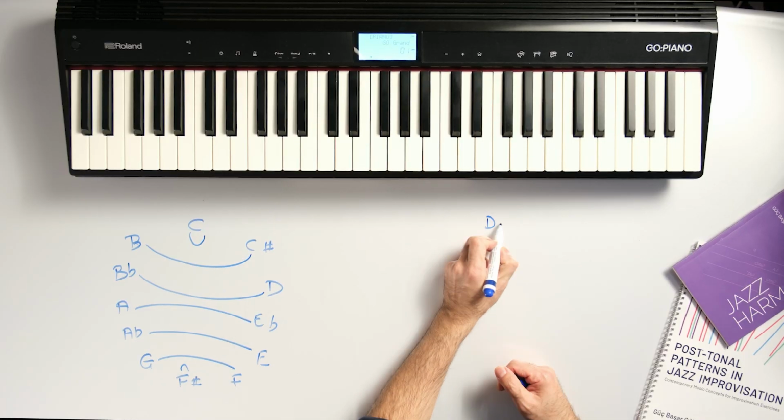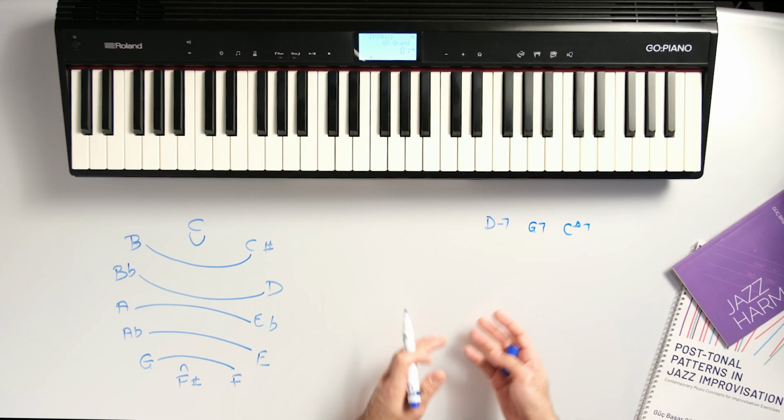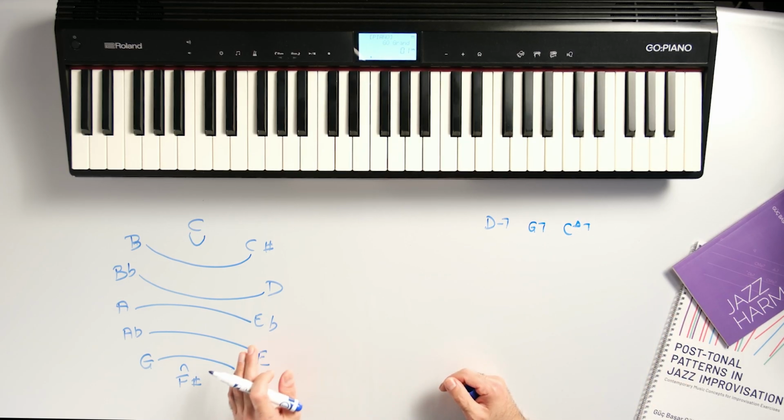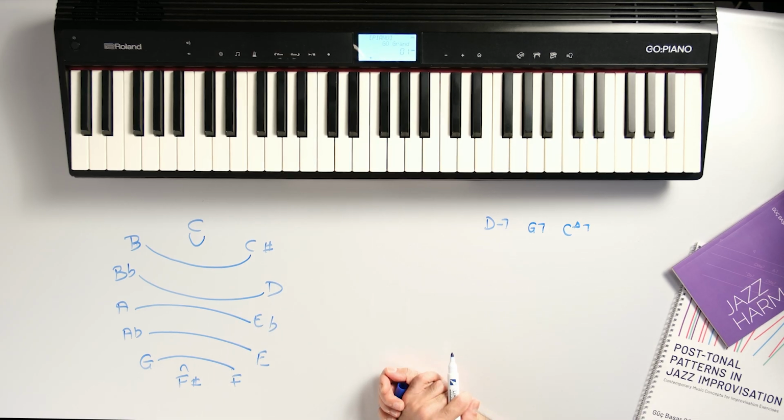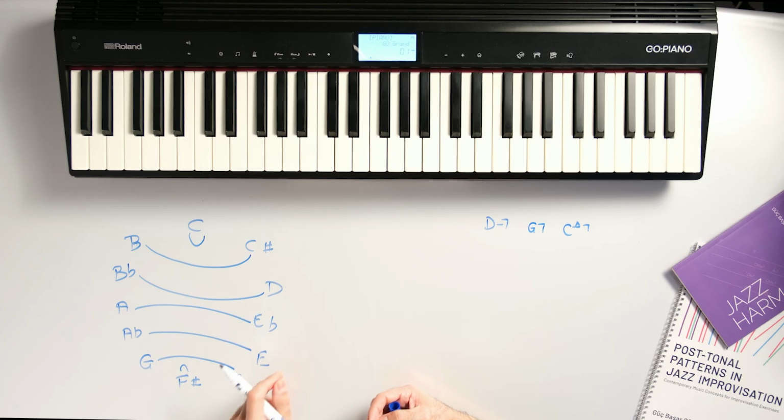Okay, we have D minor 7, G dominant 7, and C major 7. This is our 2-5-1. Let's change the root motion according to our new pitch structure. This is the inversional axis on the basis of C.